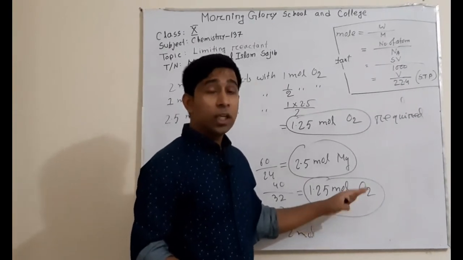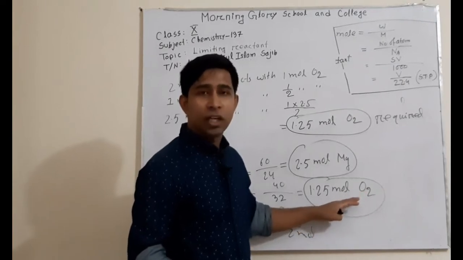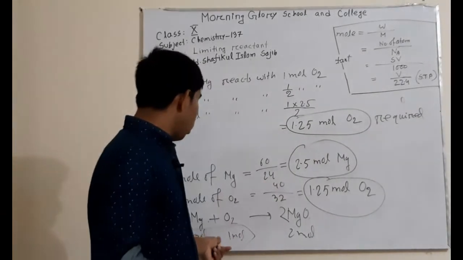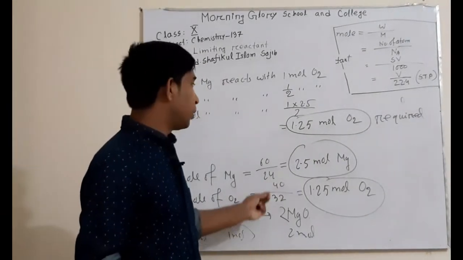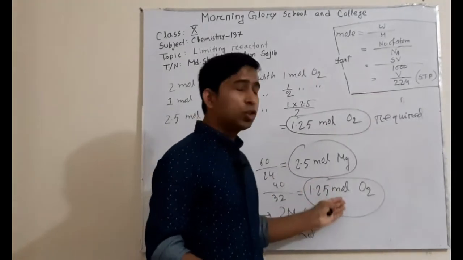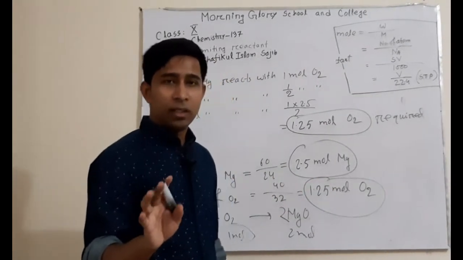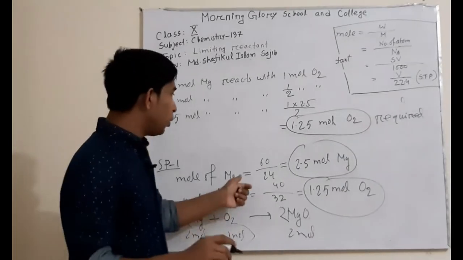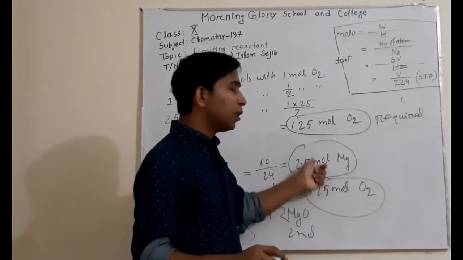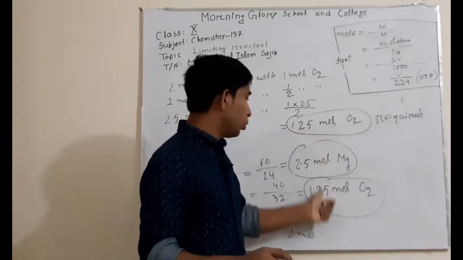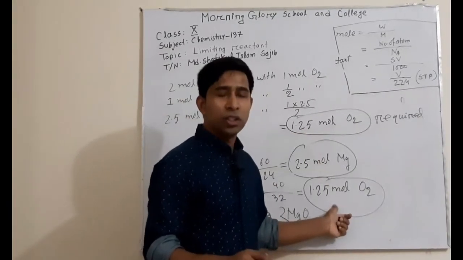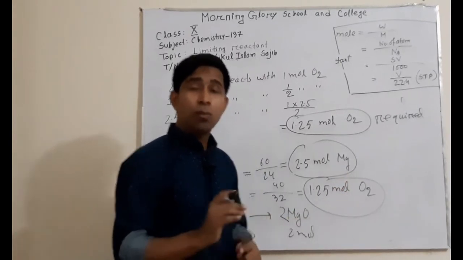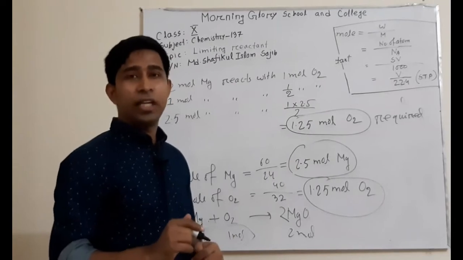That means none is in excess here. Both are in an equimolar mixture. That means here magnesium and oxygen are both limiting reactants, because from the reaction we can see 2 mole magnesium needs 1 mole oxygen, and here 2.5 mole magnesium needs 1.25 moles of oxygen. We have 1.25 moles of oxygen. So both magnesium and oxygen are limiting reactants in this reaction.